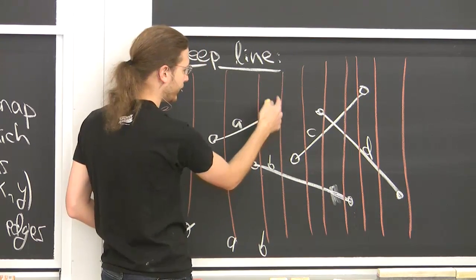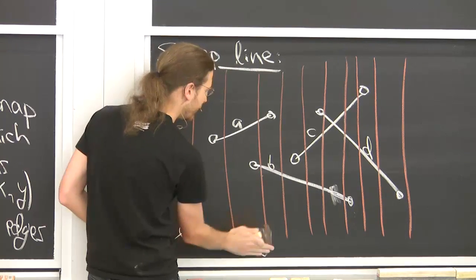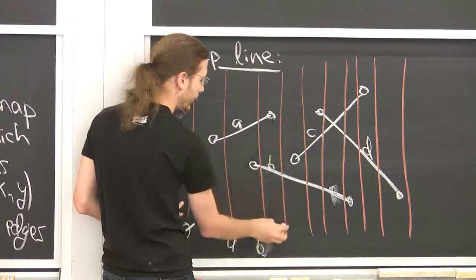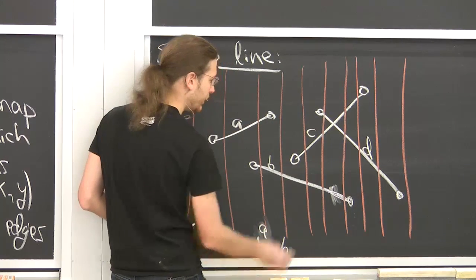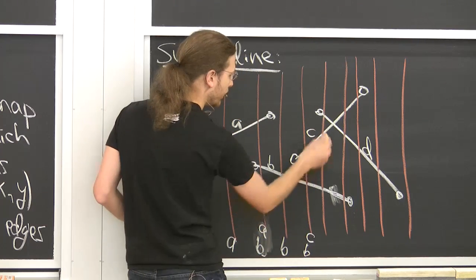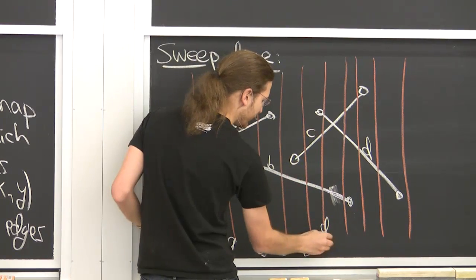Then we see the right endpoint of A, which means at this point we see both A and B in that order. Then we lose A, so we're down to B. Then we see C, C is above B. Then we see D, D is above C and B.